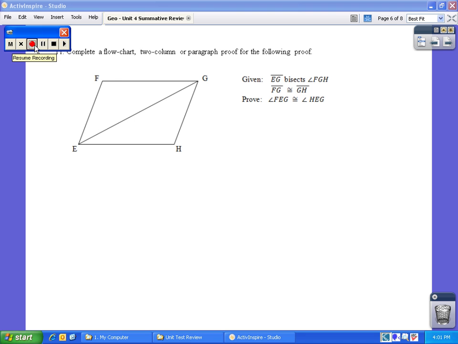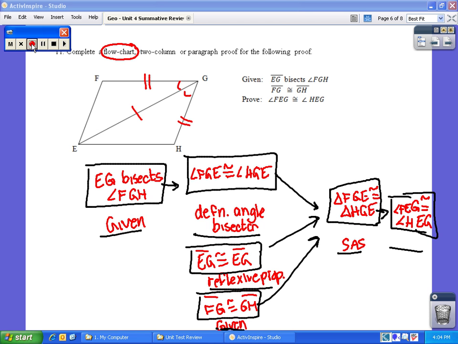For the next question, it says complete a flowchart, two-column, or paragraph proof. I'm going to choose to do a flowchart proof, but then when I'm done, I'll clear the screen and put up the two-column proof if that's what you chose to do. So take a look at what I did.